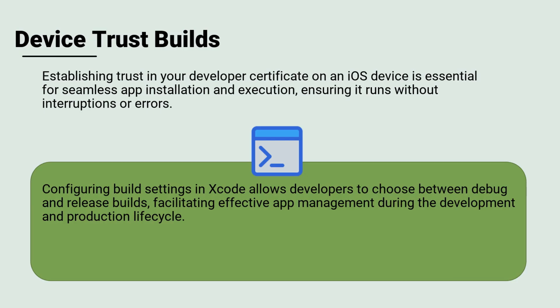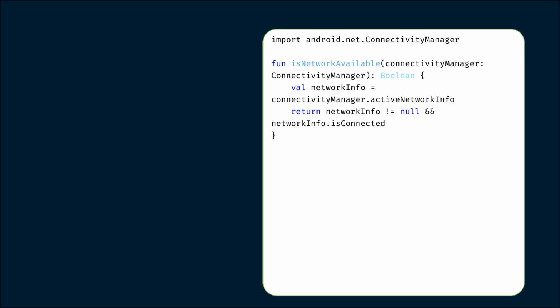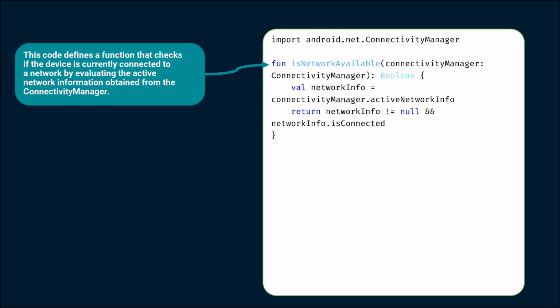Pretty neat, right? Now, let's take a look at how we can check for network availability within your app, which is crucial for ensuring smooth functionality, especially if it relies on internet access. So to start, the code begins with importing the necessary connectivity manager from Android's networking library. This manager serves as the gateway for accessing information about network connections.